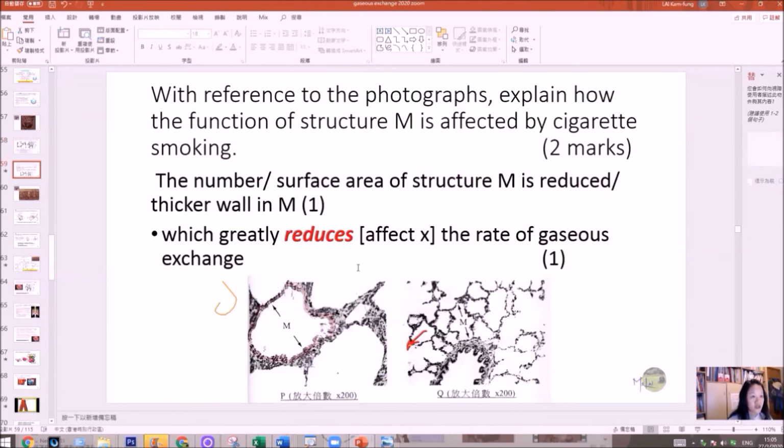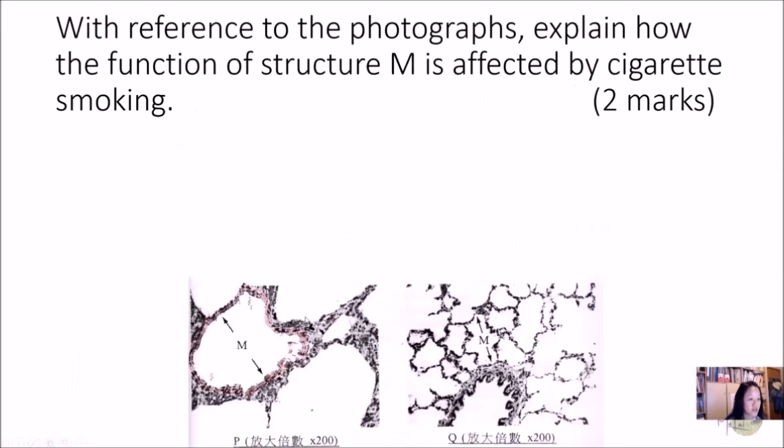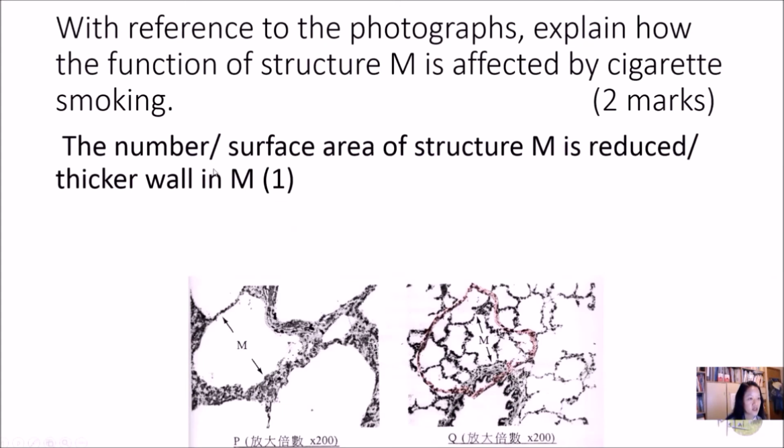Another question. Structure M. Explain how structure M is affected by cigarette smoking. Here we have structure M, and how is it affected by cigarette smoking? Explain the function. How is it affected? First of all, we find that we have less structure M, and also the surface area is greatly reduced. One more thing. Here, this is the wall. The wall is thicker.